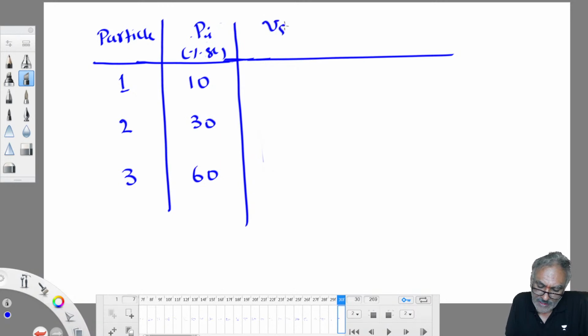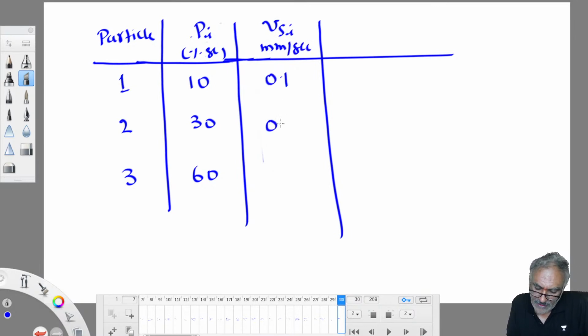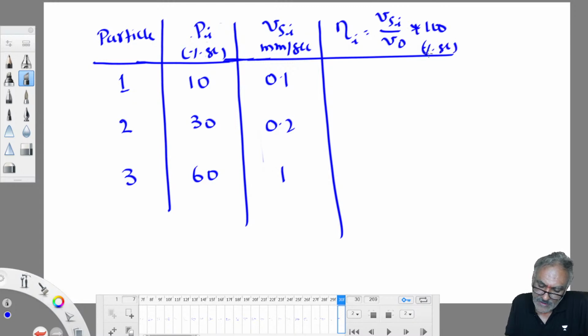The settling velocities are given in mm per second: 0.1 mm per second, 0.2 mm per second, 1 mm per second. Therefore, efficiency of removal of each particle is settling velocity of this particle by V0 into 100. V0 is the same now, and we work this out in percentage. So particle 1: settling velocity is 0.1, V0 is 0.5, into 100. So particle 1 is 20% removed.